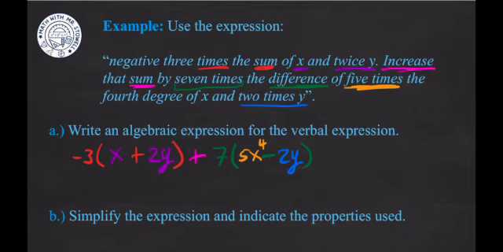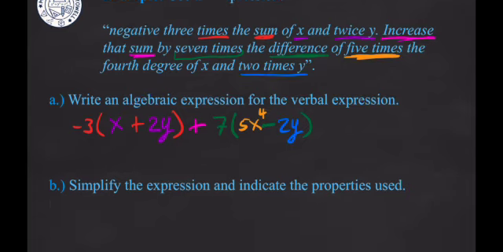Break it apart. Take the words, do each section, and see what happens. So this part A, write an algebraic expression for the verbal expression. We just did that. We just wrote the algebraic expression for this. Part B, simplify the expression, meaning make it so it has no like terms. Put everything together if we can.